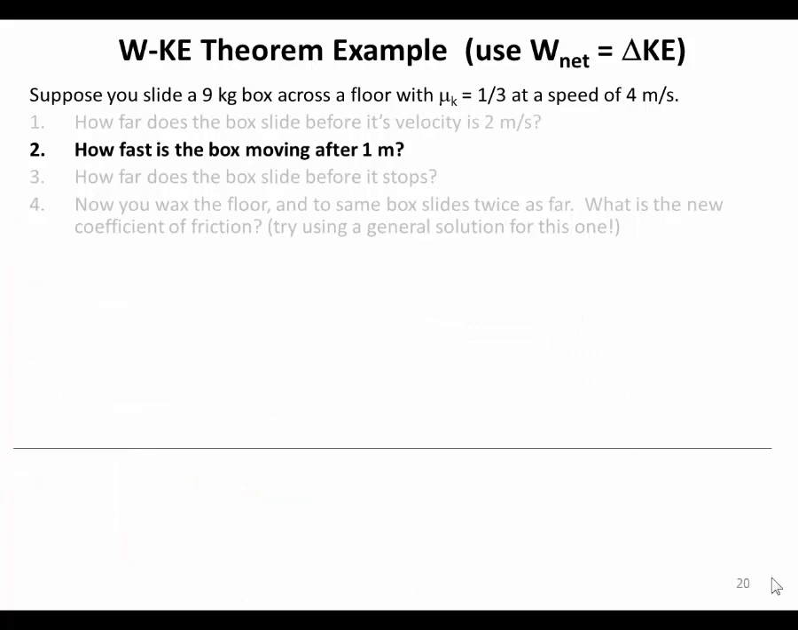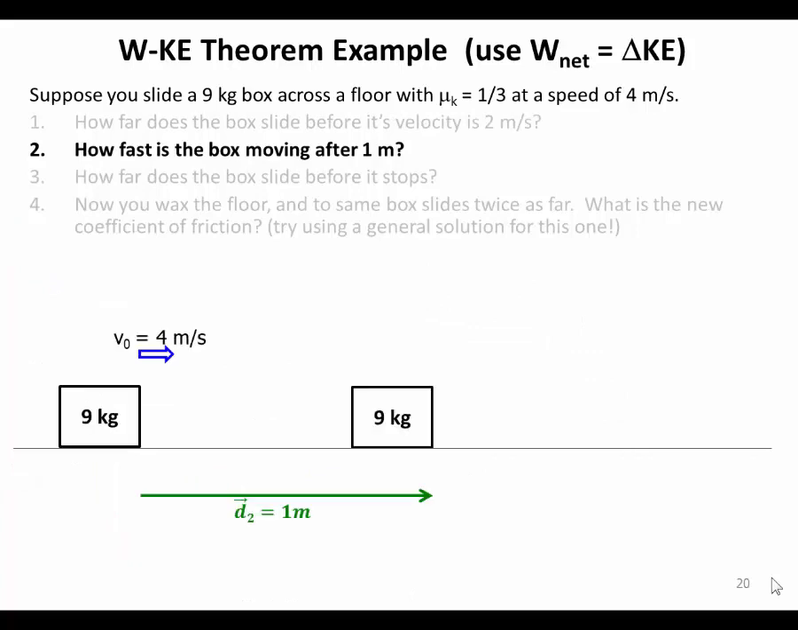Okay, let's take a look at another scenario. The question is, after the box moves 1 meter, how fast will it be going? Now, in the last problem, it moved 1.8 meters, and it was at 2 meters per second. This is actually moving a shorter distance, so we'd expect the velocity to be a little bit higher in this case. We're going to find that unknown velocity.